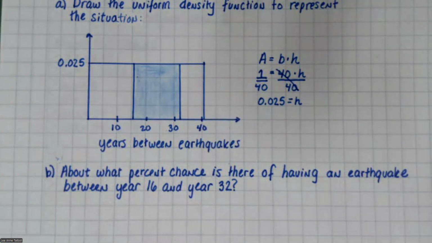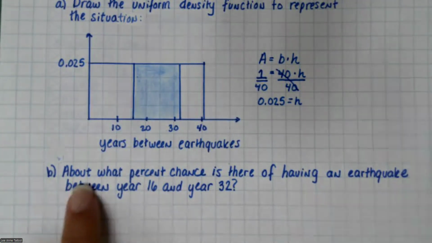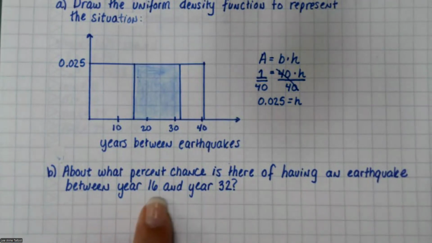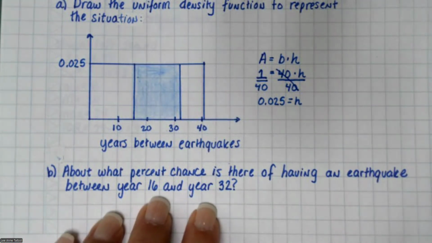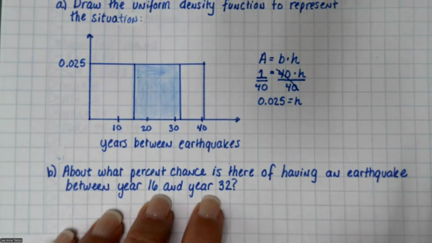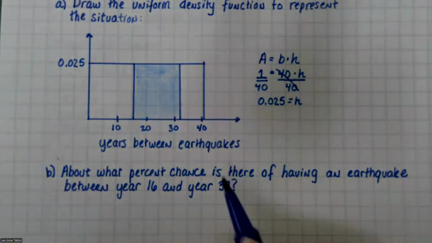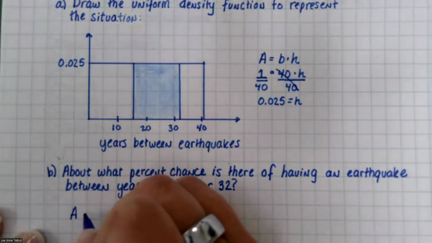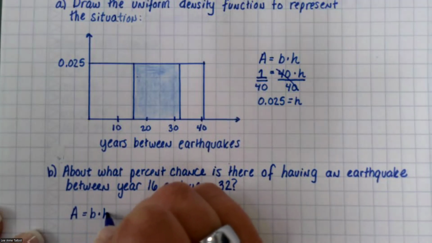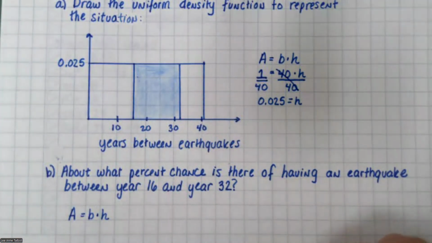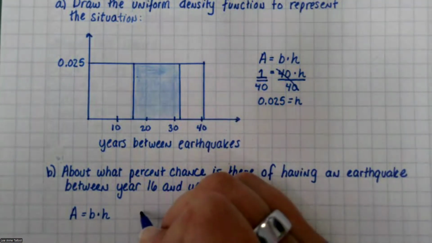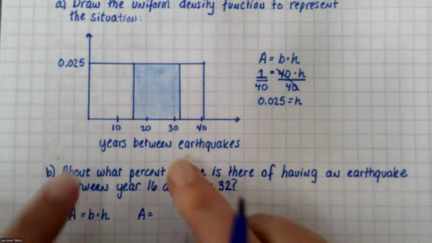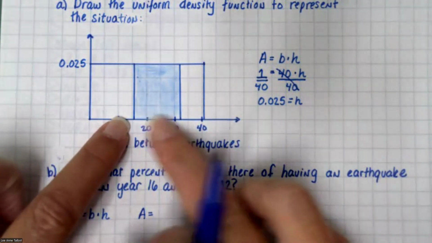Okay. So the question is saying, about what percent chance is there of having an earthquake between year 16 and year 32? In geometry language, it's saying, what is the area of the rectangle that you shaded. Okay, so we're going to say area equals base times height. Area equals, okay, now the base, how long is the base?